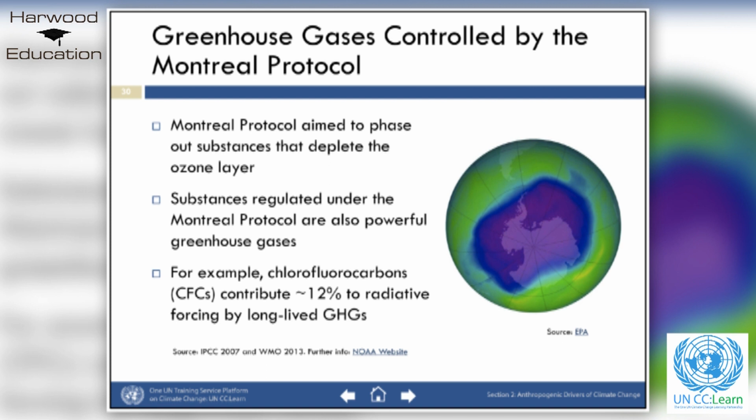Some greenhouse gases are not included in the Kyoto Protocol because they are already regulated under the Montreal Protocol on substances that deplete the ozone layer, which entered into force in 1989. The Montreal Protocol includes, for example, chlorofluorocarbons, CFCs, which contribute about 12% to total radiative forcing by LLGHGs. CFCs can stay in the atmosphere for more than 1,000 years.